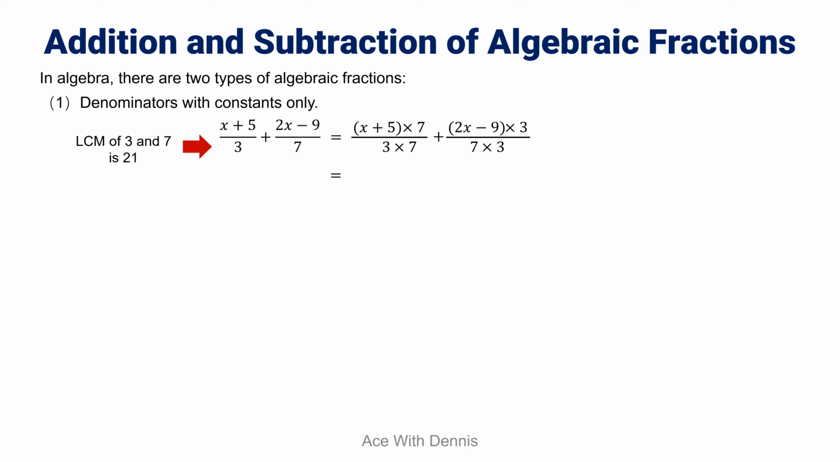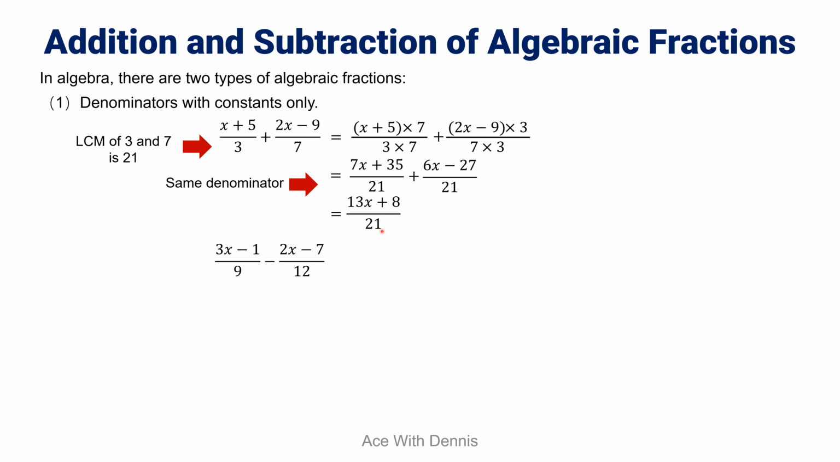Okay, now we can simplify or expand the brackets. The first fraction is 7x plus 35 over 21. Then plus, again, expand the second fraction. We get 6x minus 27 over 21. And now we have the same denominator, so we can perform the addition here. 7x plus 6x, we get 13x. 35 minus 27, we get positive 8. So this will be our answer.